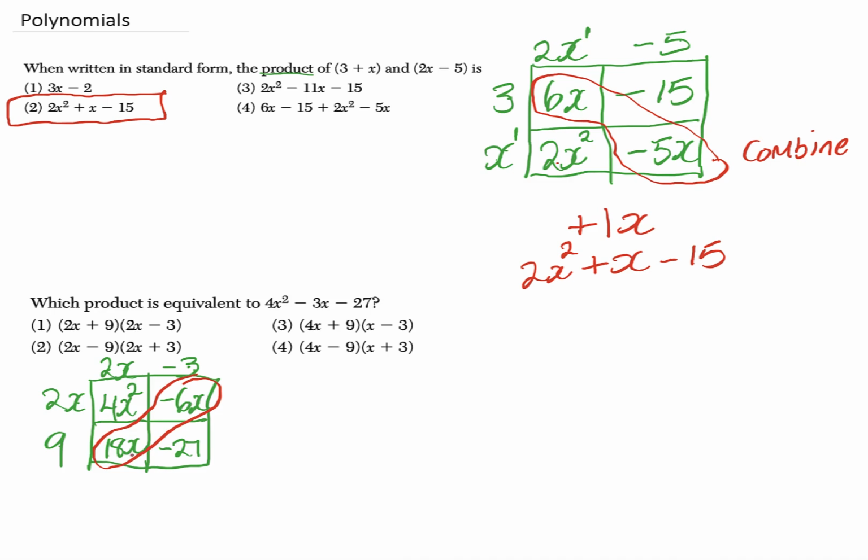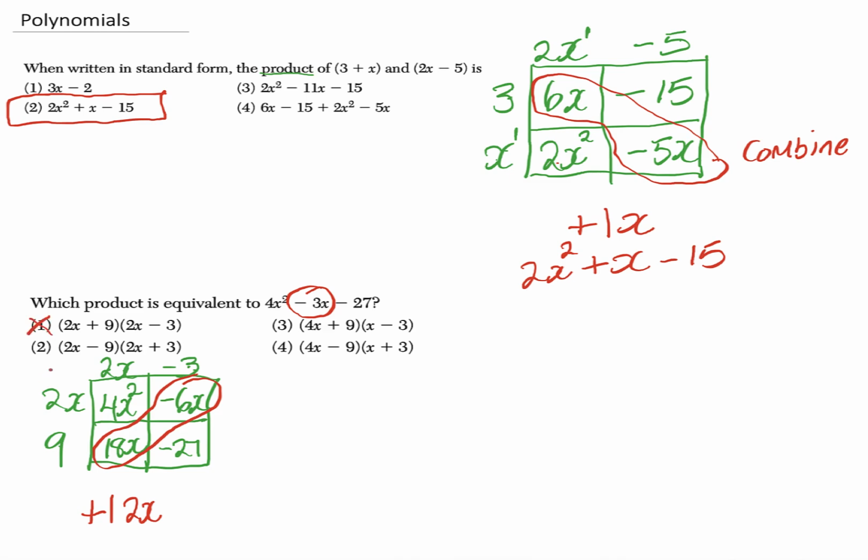Again, notice the signs are different. So when you subtract them, you're going to get 12x. And you keep the sign of the larger number, so you get plus 12. So your middle term for your product is a plus 12x. Now let's look at what they gave us. That's a minus 3. So our answer is not number 1.